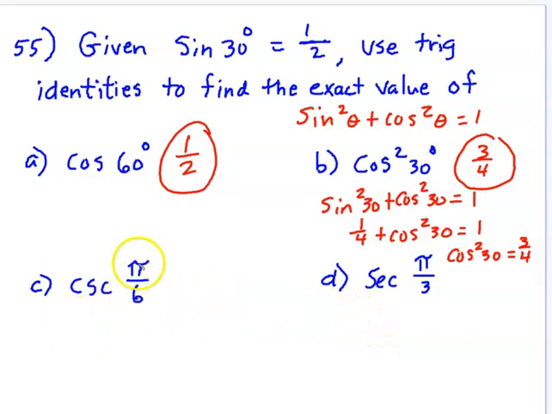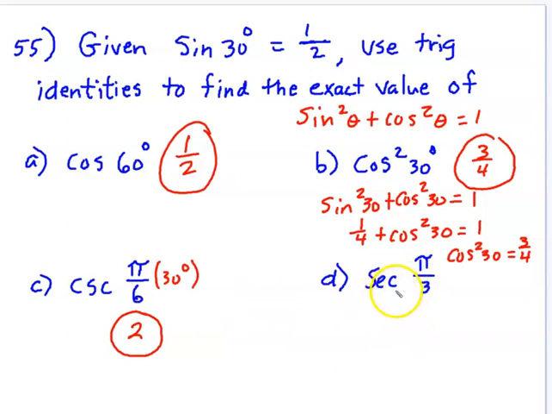Well, remember, this is in radians, but in degrees, this would be 30 degrees. Pi over 6 is 30 degrees. So cosecant is the reciprocal for sine. So if sine 30 is 1/2, cosecant, which is the reciprocal of sine, has to be 2. So cosecant 30 is the reciprocal for sine 30. So my answer for letter C is just 2.